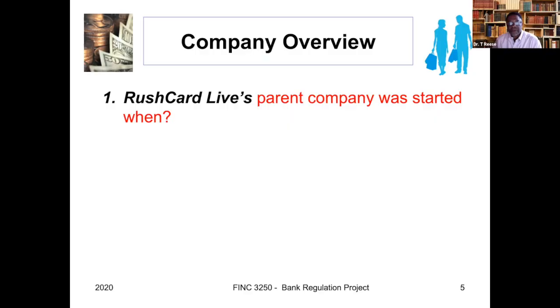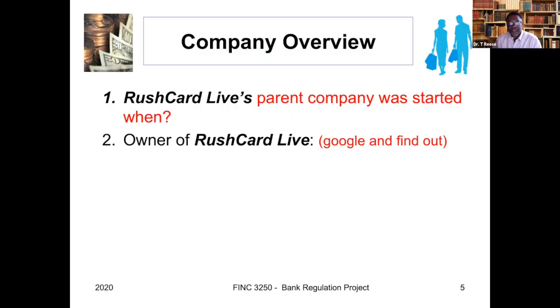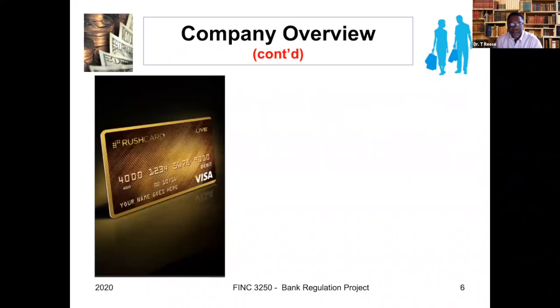In the company overview, you need to identify when the company was started. You need to identify who the current owner of Rush Card Live is. That may be a hint to you that the ownership has changed. Again, in the final version of the slide, you're going to remove all these red fonts. This is me talking to you.